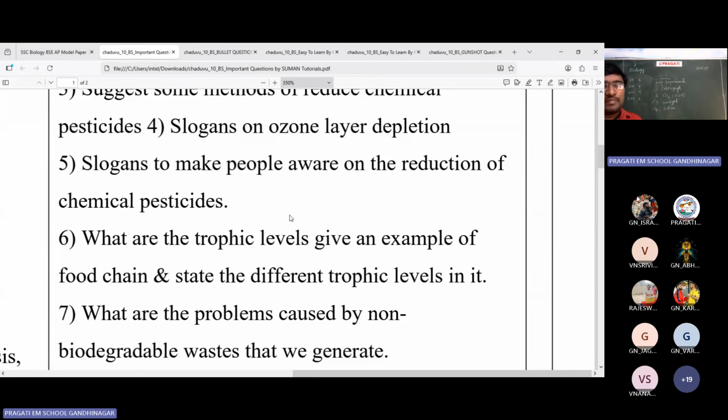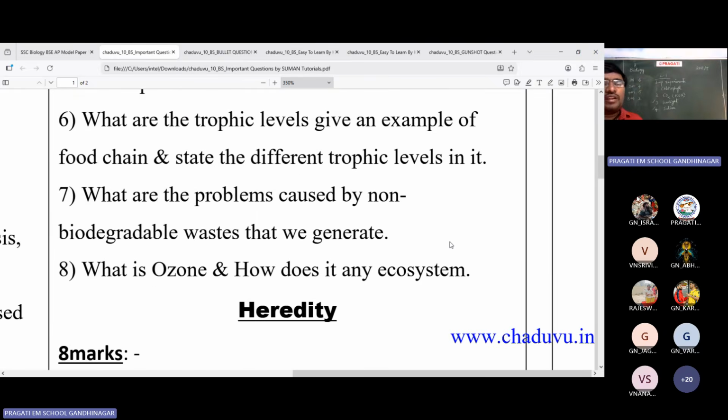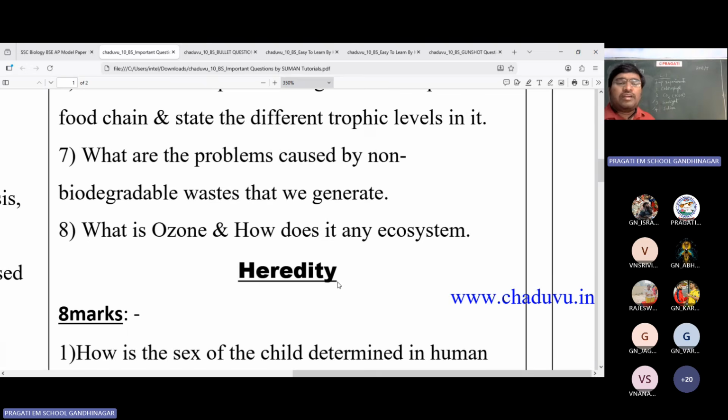Next, slogans to make people aware of reduction of chemical pesticides. Okay, and sixth one is what are trophic levels? Give an example of a food chain and state the different trophic levels in it. Okay, and seventh one is about problems caused by the non-biodegradable waste that we generate. This is also an important question, children. Repeated question. And eighth one is what is ozone? How does it affect any ecosystem? Okay, this is also important.